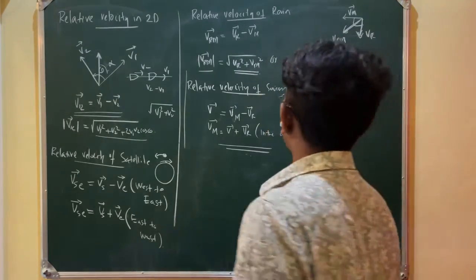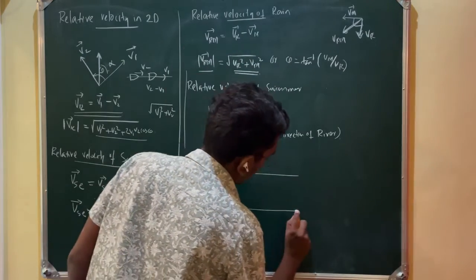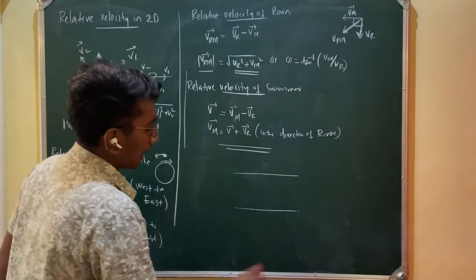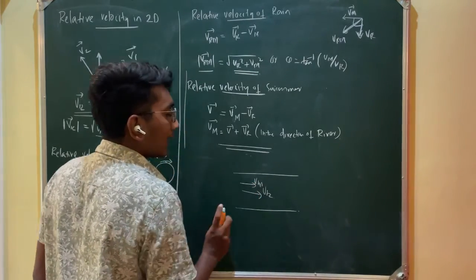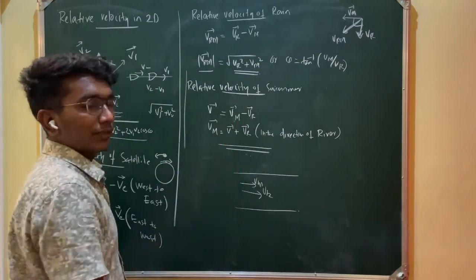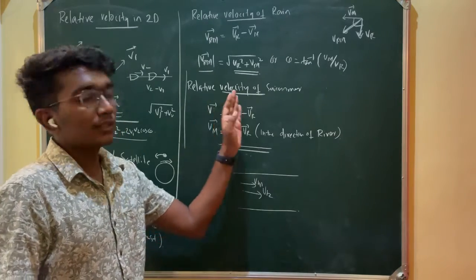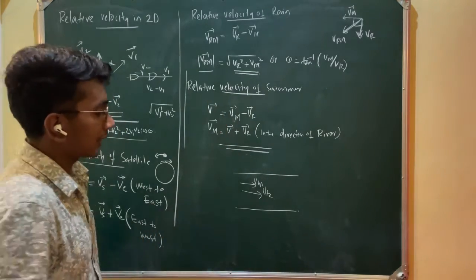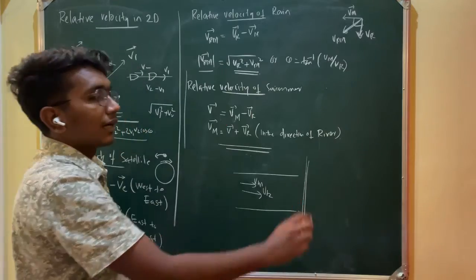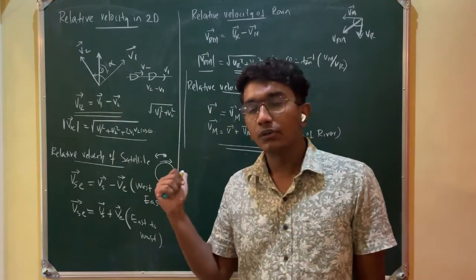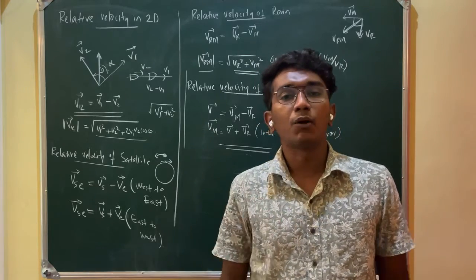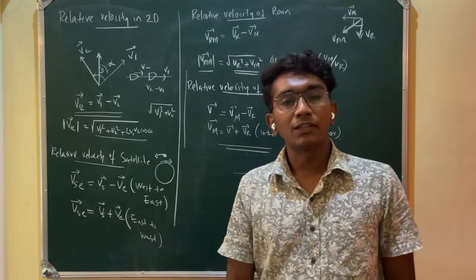So relative velocity of man with respect to river: suppose there is a river, and the river velocity is Vr and the man's velocity is Vm. If they are in the same direction, Vr plus Vm. Otherwise Vm minus Vr will come. Alright, that is the very important thing. Nothing else is there in this topic. And as I told you, the river crossing problem is a little bit important. You can give a little bit of gravity to that topic.